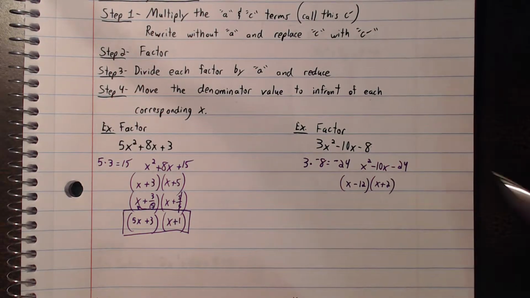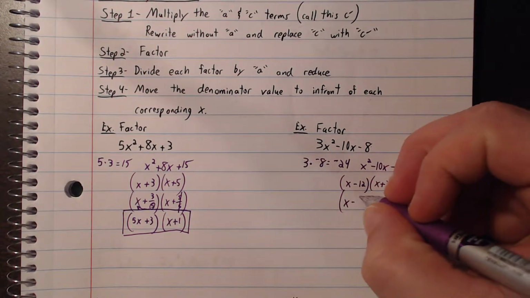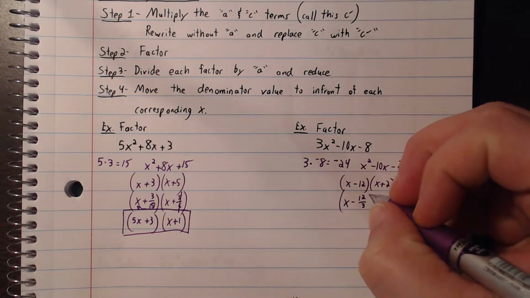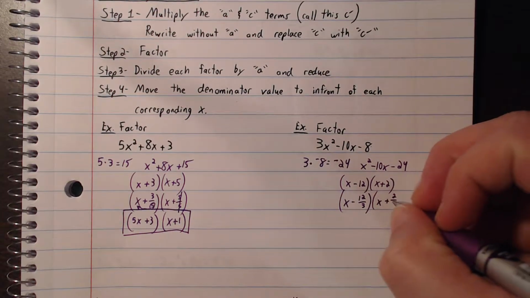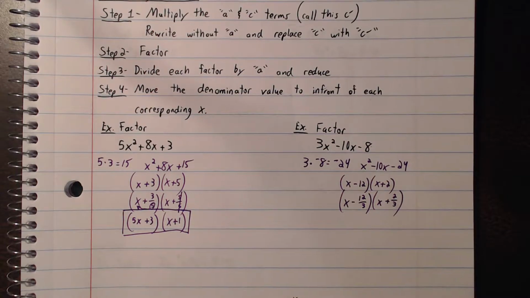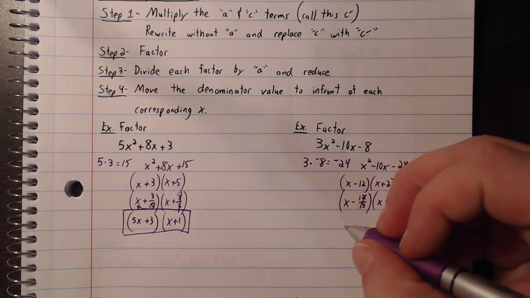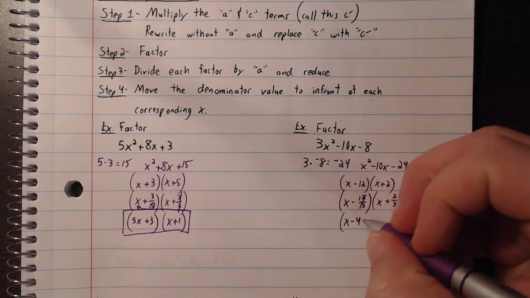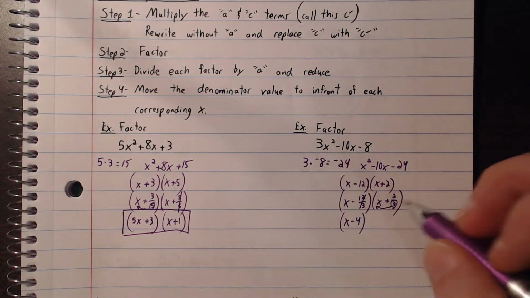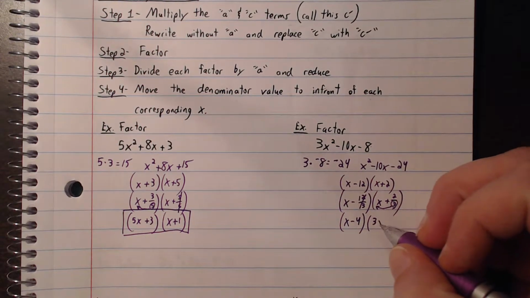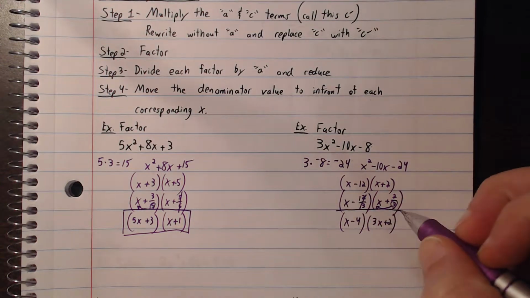My next step is to divide by my A term, which here is 3. So we have x minus 12 over 3 and x plus 2 over 3. Reduce what we can. So this 12 over 3 is going to reduce to 4. x minus 4. Here this doesn't reduce, so my 3 is going to go right in front. And that's our factored form.